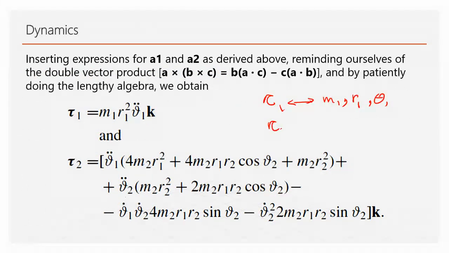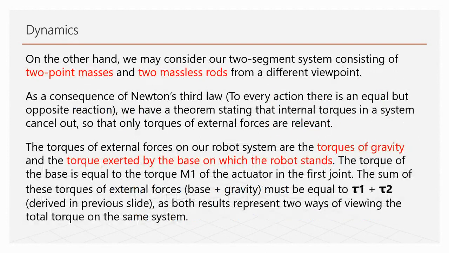And also torque 2, the torque I need for the second one, is related to m1, related to m2, related to theta 1, related to theta 2, related to r1, and related to r2 as well. The torque I need for the second one. On the other hand, we may consider our two-segment robot consisting of two point masses and two massless rods.